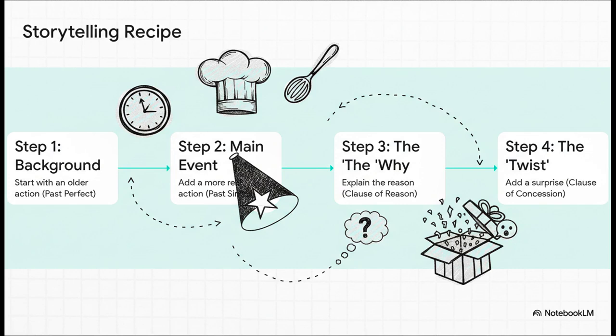So let's put all our clues together into one simple recipe for a really sophisticated sentence. Step 1. You set the background with the past perfect. Step 2. You bring in the main event with the past simple. Step 3. You explain the why with a clause of reason. And for the finale, step 4, add a surprising twist with a clause of concession.